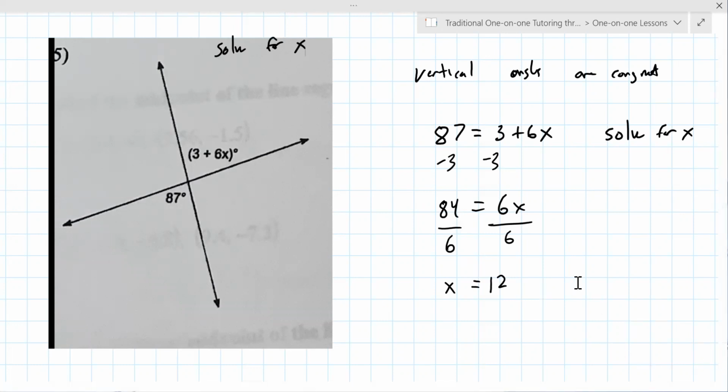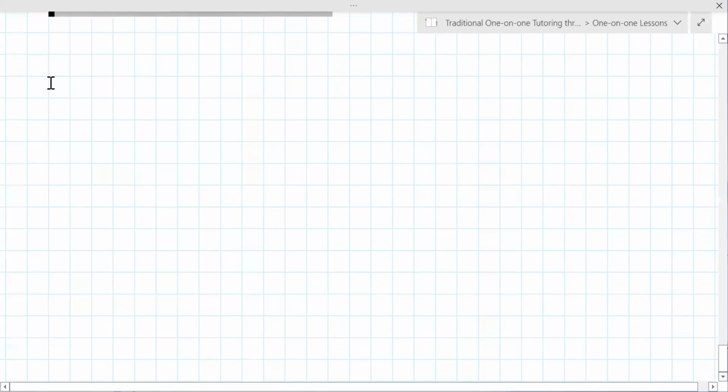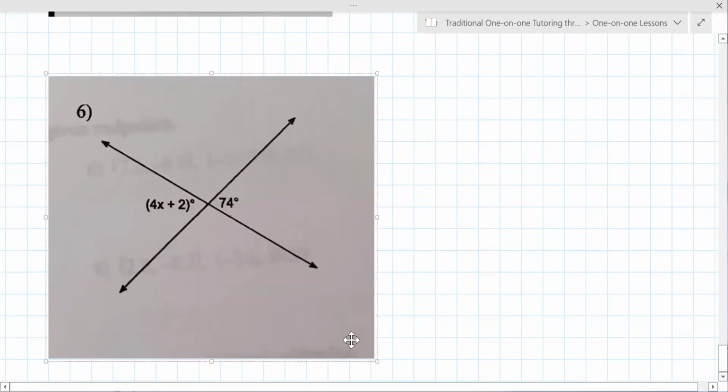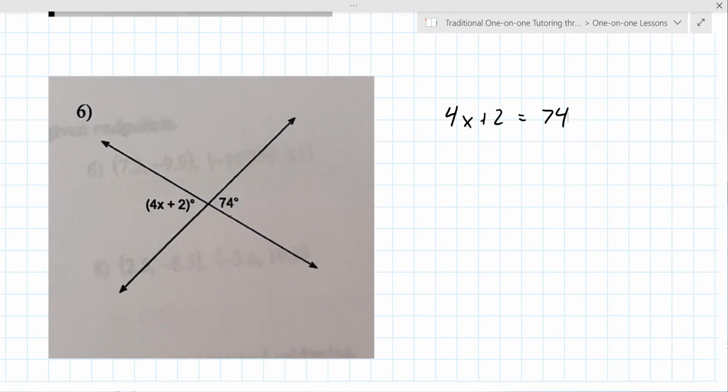Okay. So let's try number 6. All right, so number 6, again, their vertical angles are congruent, so you set them equal. And if you're ever unsure on a test or quiz what to do, you can just set them equal or add up to something, you know, pretty good chance of getting it right.